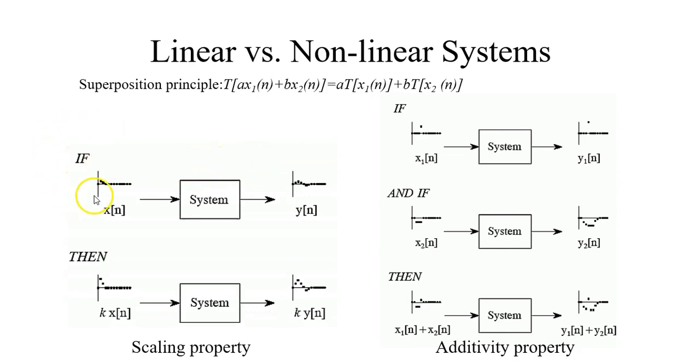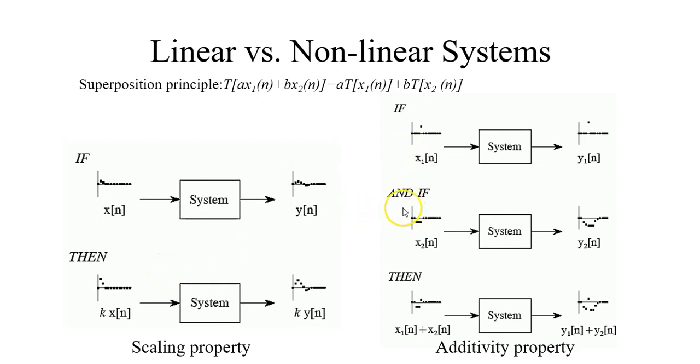This is the system f. This is f, x of n, we have y of n. If we have k x of n, we have k y of n. This is a scaling property, which means if we have a system with output y of n, if you multiply the input by k, it is the same, you can multiply the output by k, which means the constant doesn't have any effect on the system.